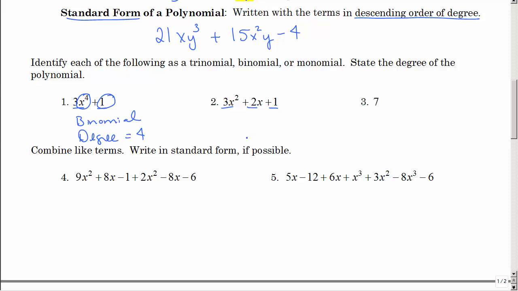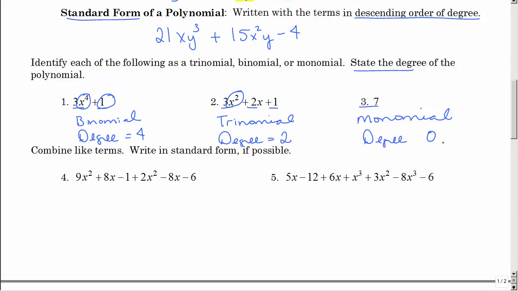This one has 3 terms. So this would be a trinomial. And what would be the degree? We want the highest degree so that would be 2. What's this one? It's a constant, which is also a monomial, one term. And what is that degree of a constant? The degree is 0. Right? That would be like x to the 0 power, and we just learned that in the last lesson, which of course is 1. So if I multiply 7 times 1, I would still get 7. The degree would be 0.